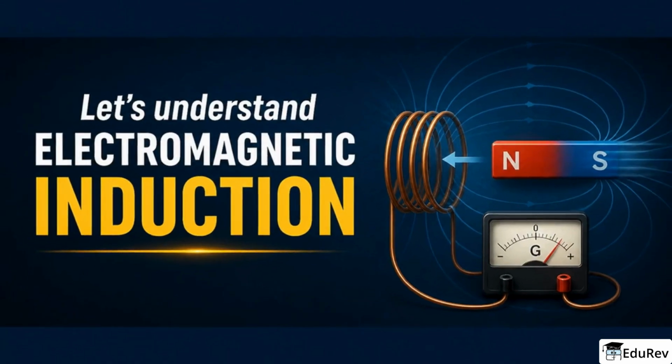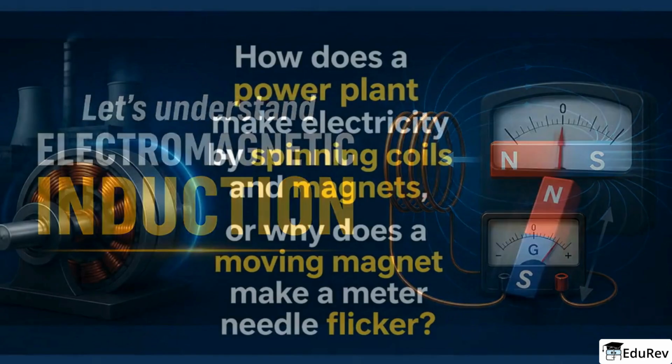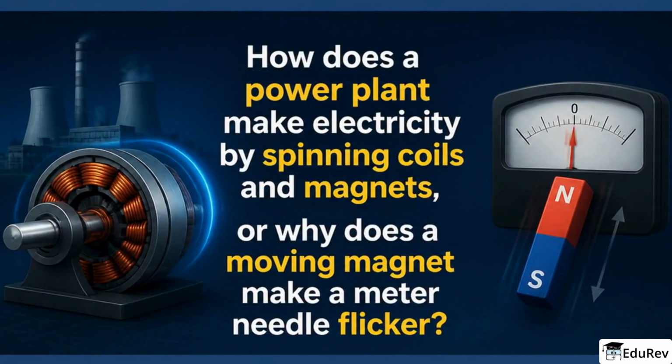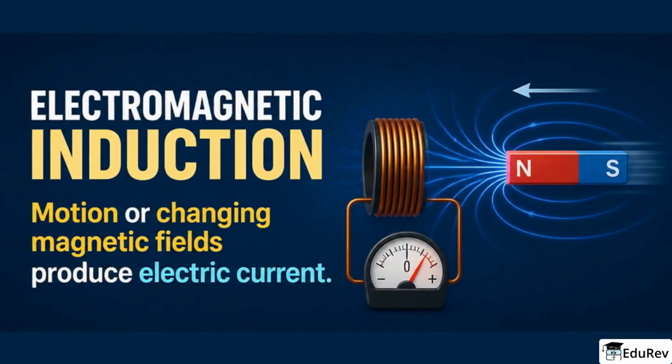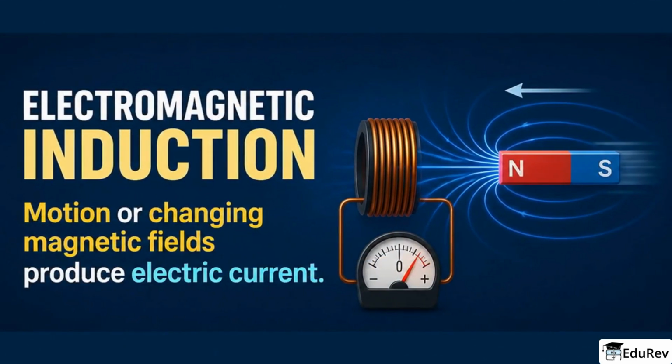Let's understand electromagnetic induction in this video. Have you ever wondered how a power plant makes electricity by spinning coils and magnets? Or why a moving magnet makes a meter needle flicker? This idea is called electromagnetic induction, and it turns motion or changing magnetic fields into electric current.